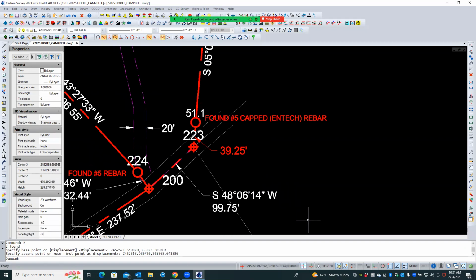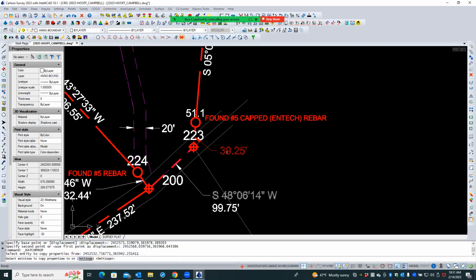I noticed that the 39.25 and the arrows are on a different layer than the other dimensions. Did you want that to be, or no? No, I want them all in the same one. I don't know why that happened. Because of your annotation defaults.